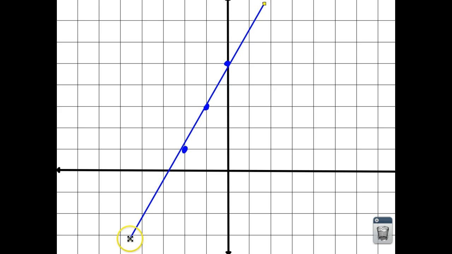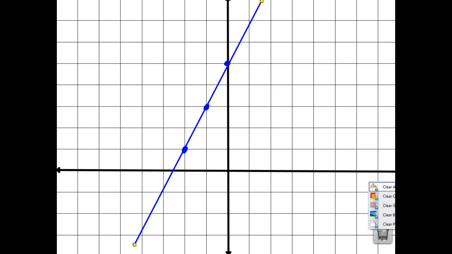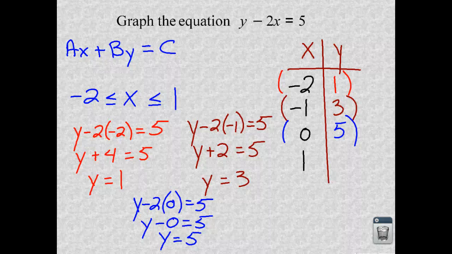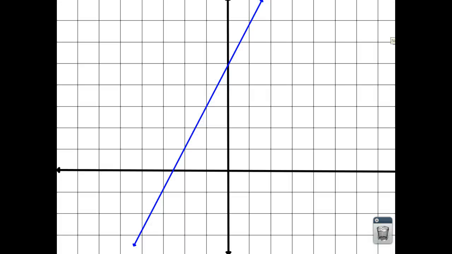All right, so I lost it a little bit there. Okay. And that'll do it. So if we wanted to label it, we know that the equation was what? Y minus 2x equals 5. Come over to the line. Y minus 2x is equal to 5.